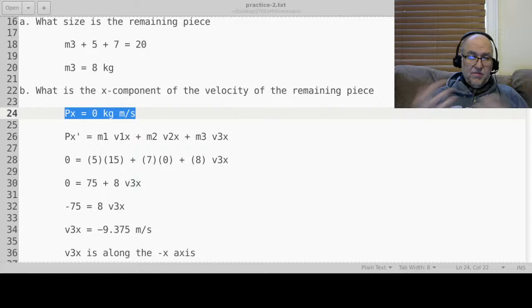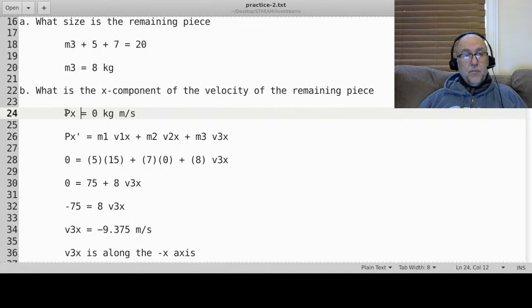Well, it does have a mass. That 20 kilogram lump has a mass of 20 kilograms, but it's not going anywhere. It's sitting at rest, so it's got no velocity. If it has no velocity, it's got no momentum. If it's got no momentum, it's got no x component of the momentum, and it's got no y component of the momentum, okay? So it starts off with no initial x component to momentum, okay?